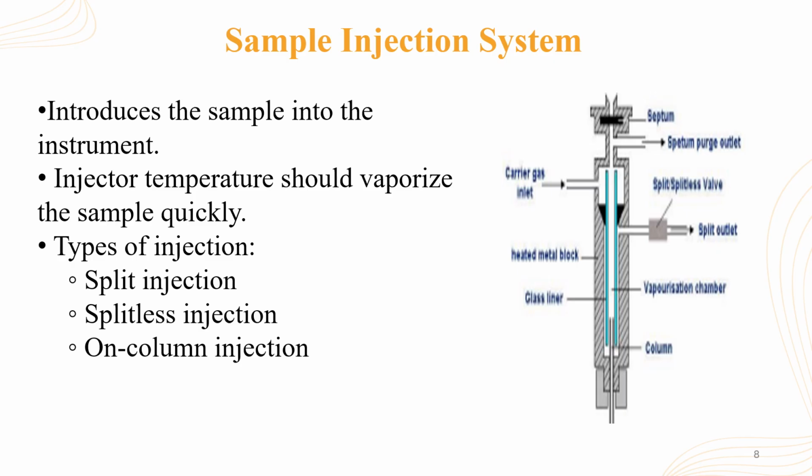There are different types of injection methods. Split injection, only a small amount of sample enters the column. Splitless injection, almost the entire sample enters the column. On-column injection, the sample is directly introduced into the column. Different methods are selected depending upon the sample type.